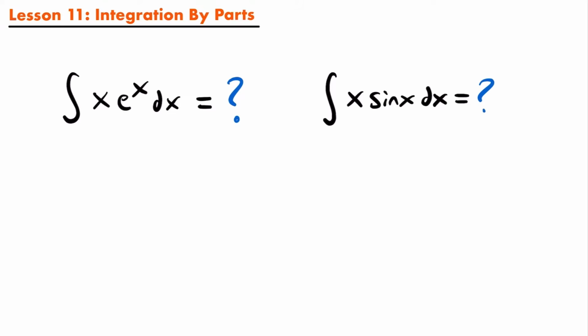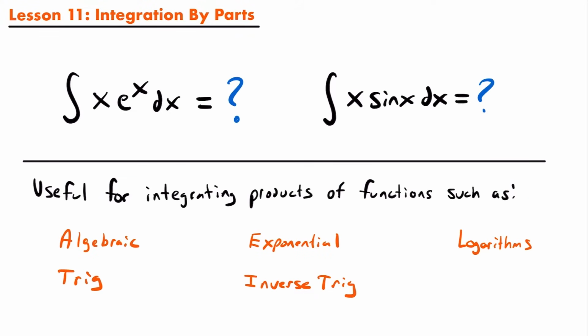If we try to use u substitution and set one of the functions within our integrand equal to u, the derivative of that function could not also be found within the integral, and so u substitution is going to fail. It's not going to work. And so in order to solve integrals that feature a product of two functions that can't be integrated with u substitution, we need integration by parts. Integration by parts is going to be very helpful in integrating products of different types of functions.